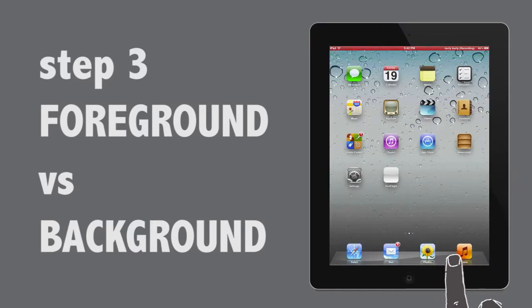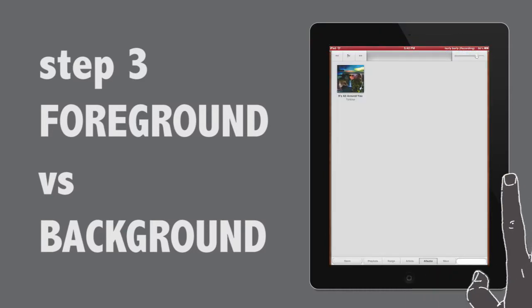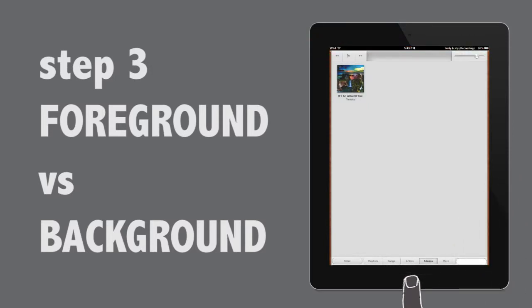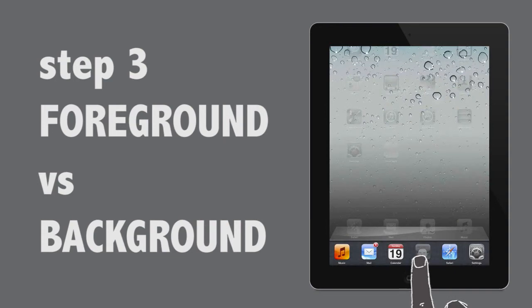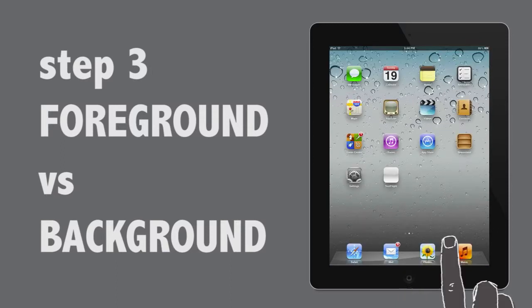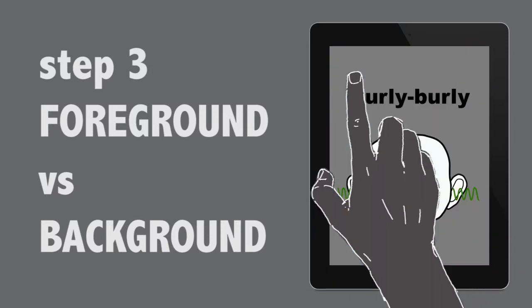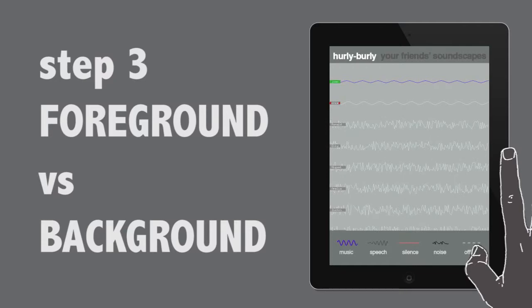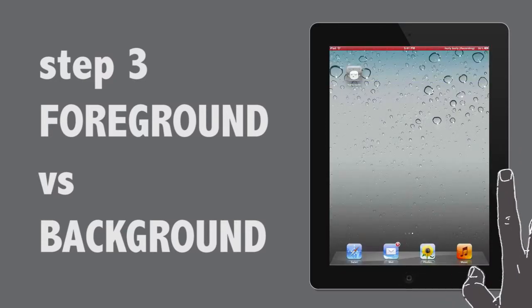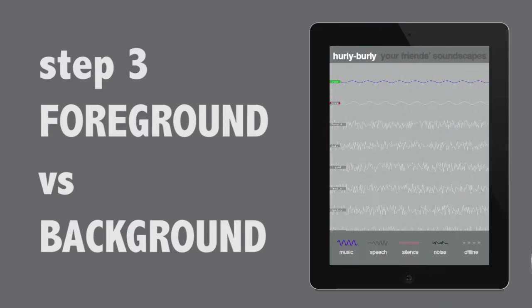However, some applications like the music player and YouTube will force Hurly Burly to stop. Then, when you finish using those applications, you have to reopen Hurly Burly by removing it from the multitasking bar and clicking on the icon again. To swap from background to foreground, simply click on the red bar on the top of the screen.